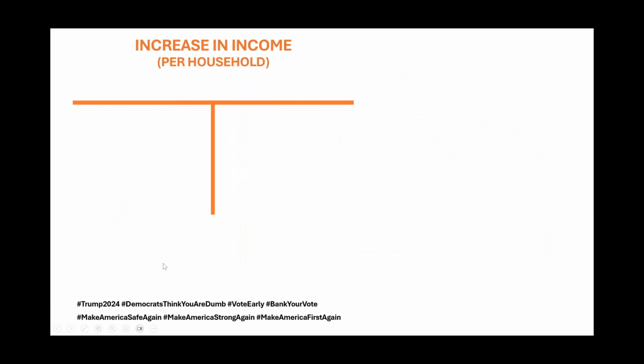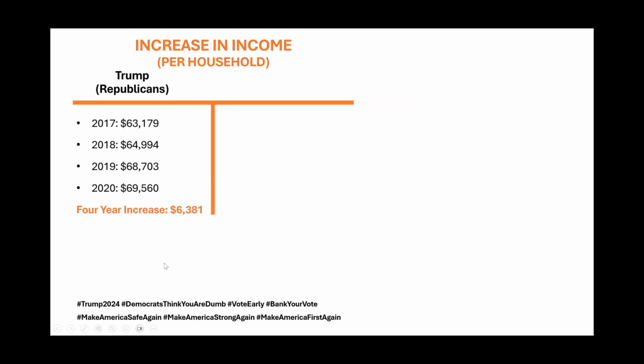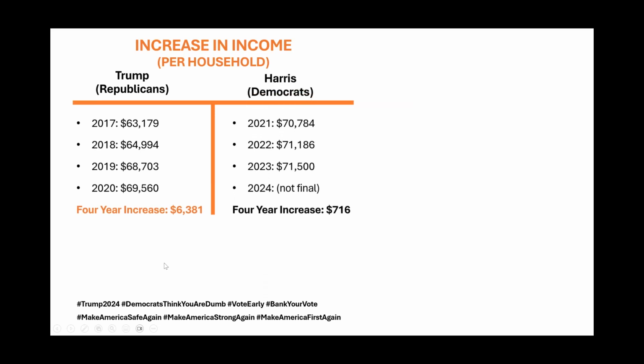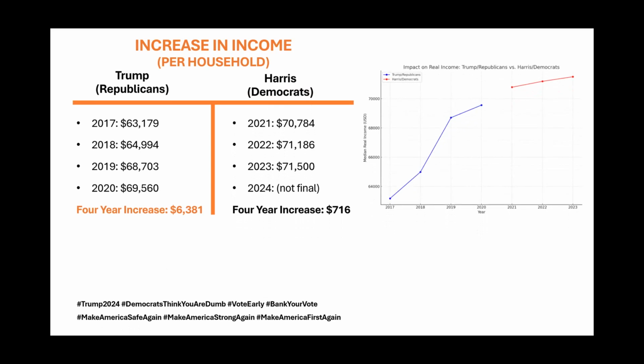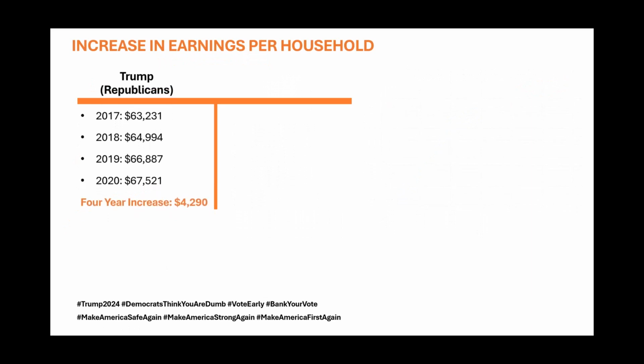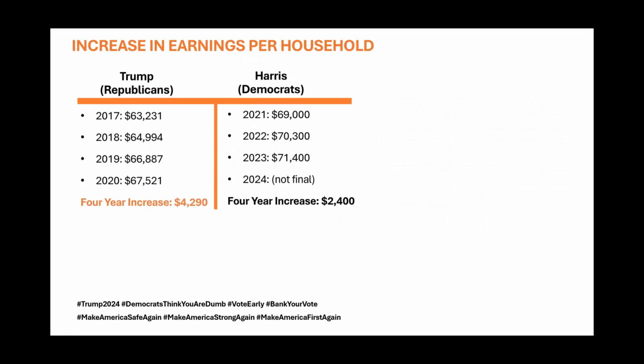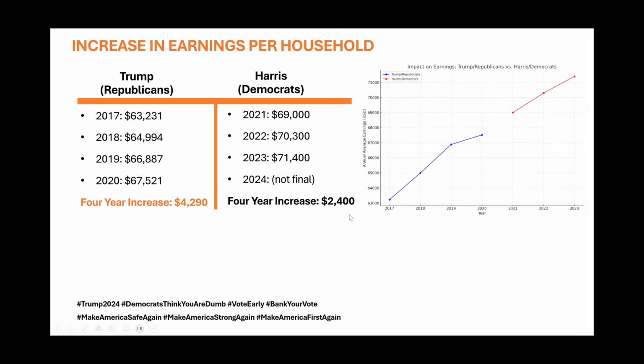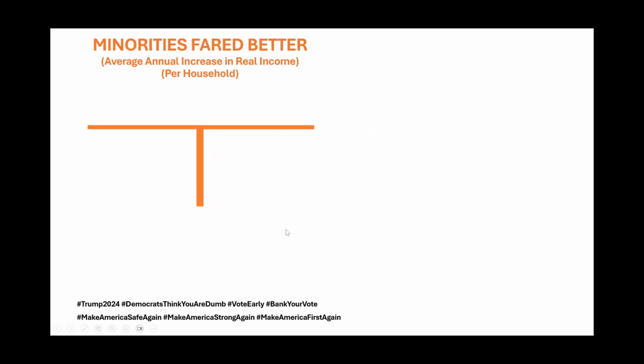Looks like Republicans win. Increase in income per household. Net increase on the Republican side, 6,000. Net increase on the Democratic side, 700. Your income per household was going up. Increase in net earnings per household, 4,290, 2,400. Again, the benefit with a Ben Franklin T is this helps you realize some really interesting and stark differences in what those impacts are to you, your family, and your household, and even minorities.